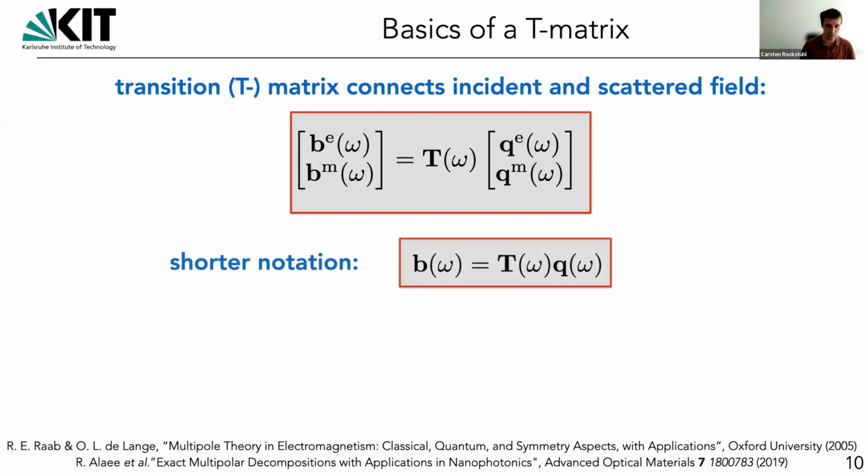For many purposes, we are going to use just a shorthand notation by collecting these two elements of this vector into a single one, and just write this shortly as b, the scattered field, is equal to T, the T matrix, times the incident field.